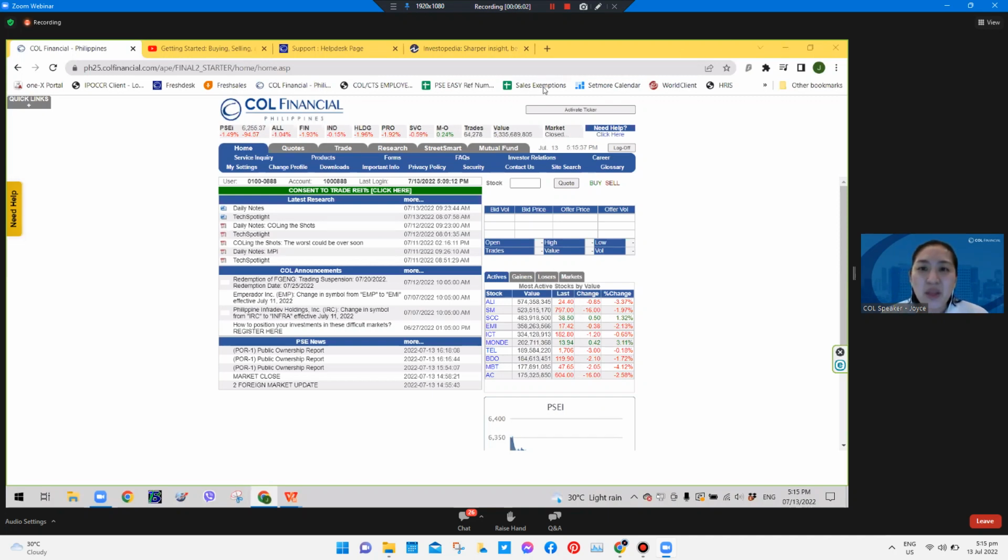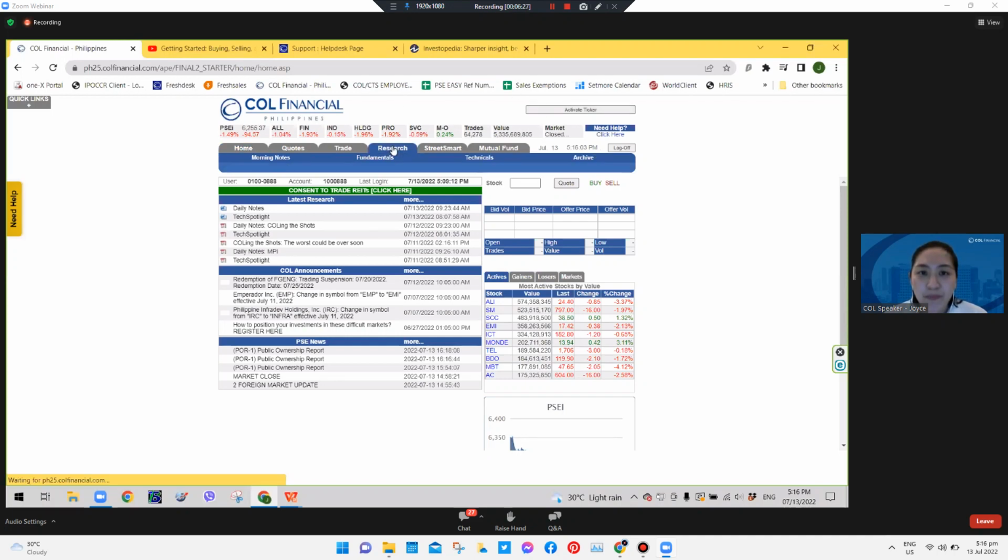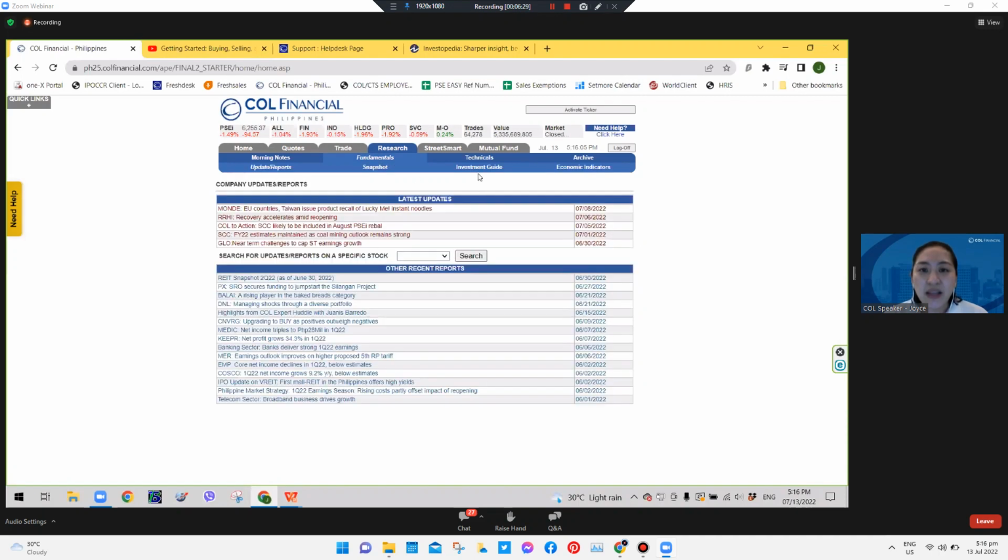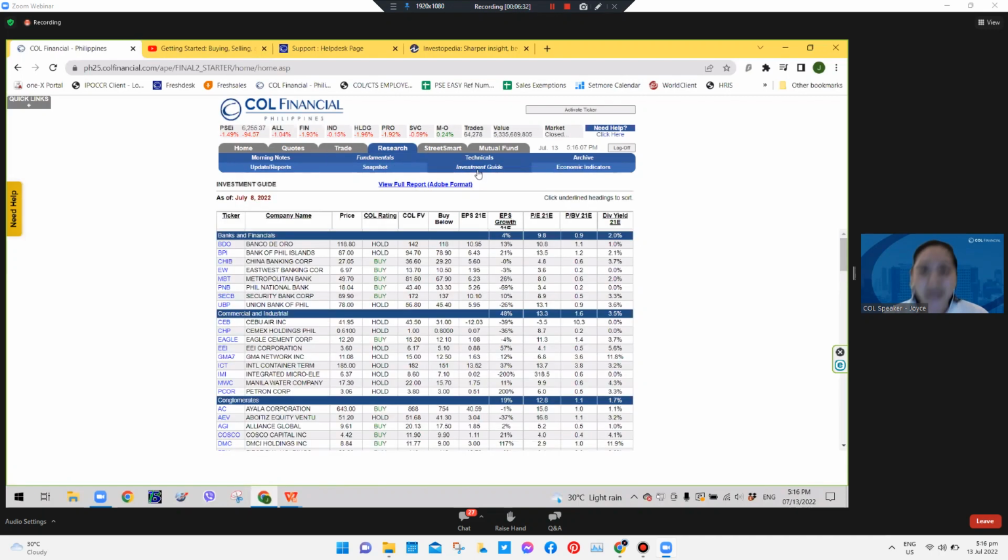Okay, so here we will go through order entry, not to worry. So first things first. When you log into your COL account, usually the first question that our new clients would always ask is, what should I invest in? It's usually that. Once you log in, which one should I invest in? And that is where we will now go to our research tab. So for everyone, please click on your research tab, click on the fundamentals, and click on the investment guide.